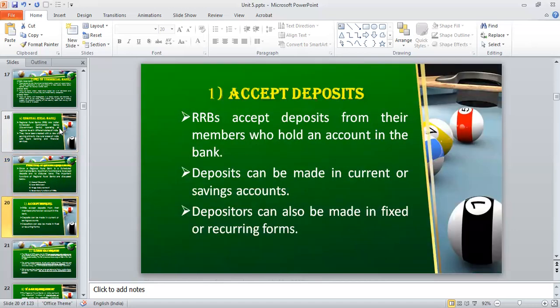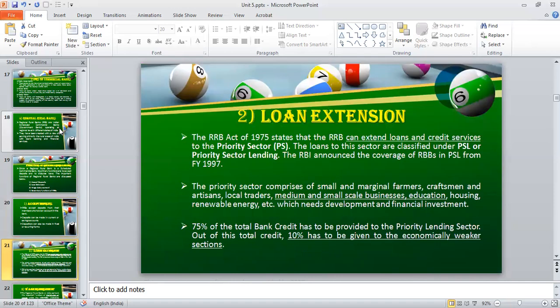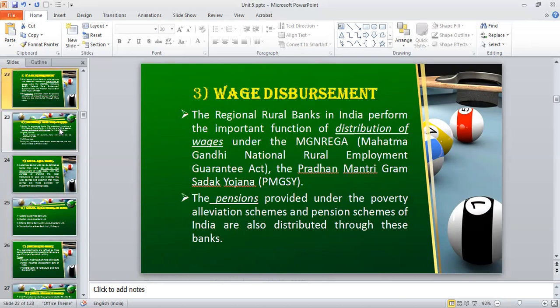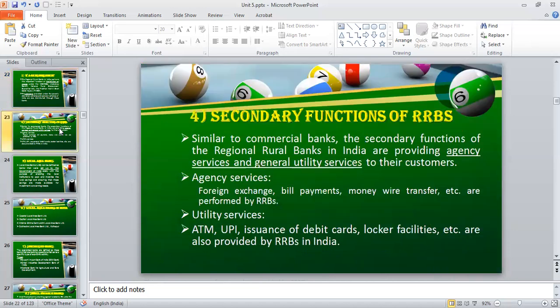See, it accepts deposits because these RRBs accept deposits from their members who hold an account in the bank. At the same time, deposits can be made in a current account or in a savings account also. So the deposits can also be in fixed or recurring form. The loan extension is the next function. Wage disbursement is another function.